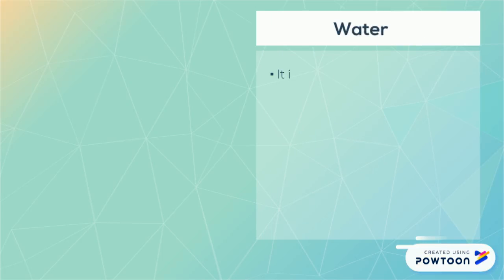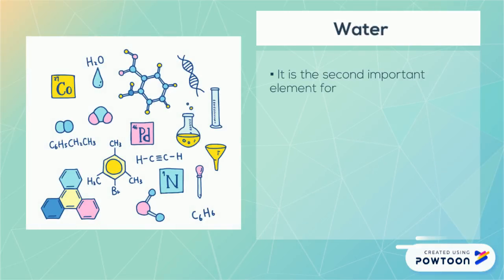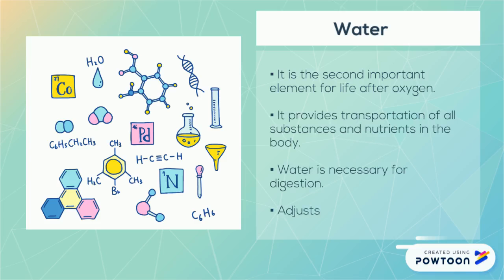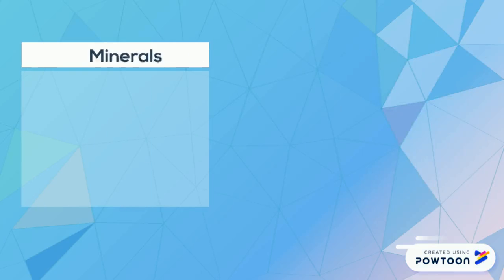Water provides transportation of all substances and nutrients in the body. Water is necessary for digestion because it is an important solvent. It provides the removal of metabolic residues from the intestine and kidneys. It adjusts body temperature. Minerals, supplied from daily foods.